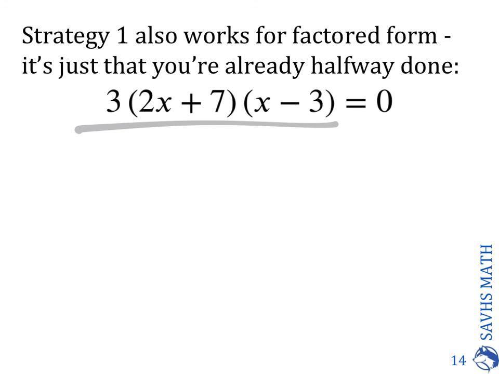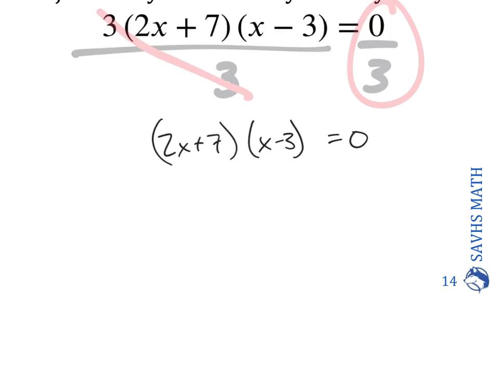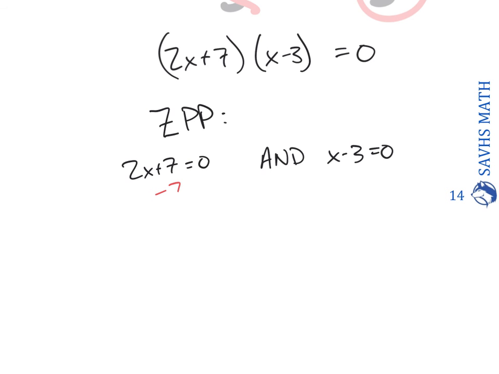Hey, by the way, if you have a coefficient out here, you can divide both sides by 3, and this becomes 1. 0 divided by 3 is still 0. So what do you have? You have 2x plus 7, x minus 3 equals 0. Your zero product property right away says 2x plus 7 equals 0, and x minus 3 equals 0. Solve.